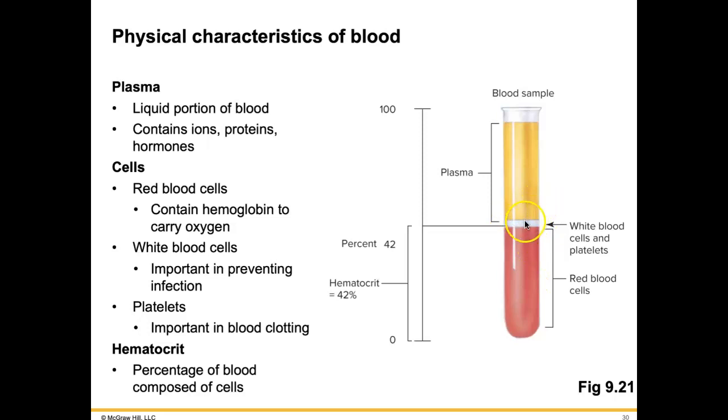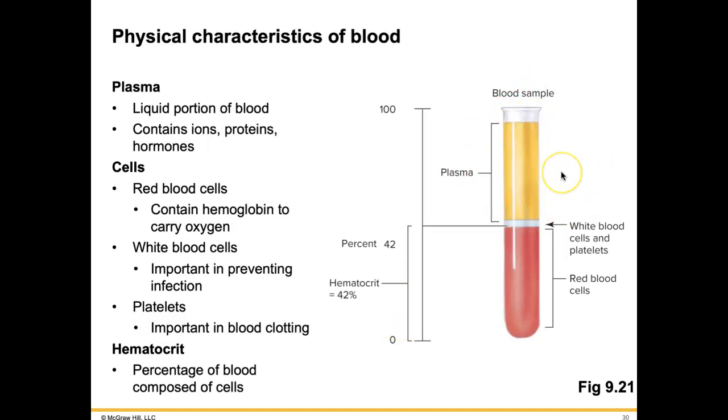Then in this area, which we call the buffy coat, we are going to have our white blood cells and our platelets. Our white blood cells really work within our immune system to defend our body against infections, and our platelets are going to play a role in blood clotting. So we have this buffy coat, the white blood cells and platelets, making up less than 1% of our blood, which is kind of amazing knowing what they do for us. And then just to go back, the term hematocrit represents the percentage of blood composed of cells, and that's going to be 42%.